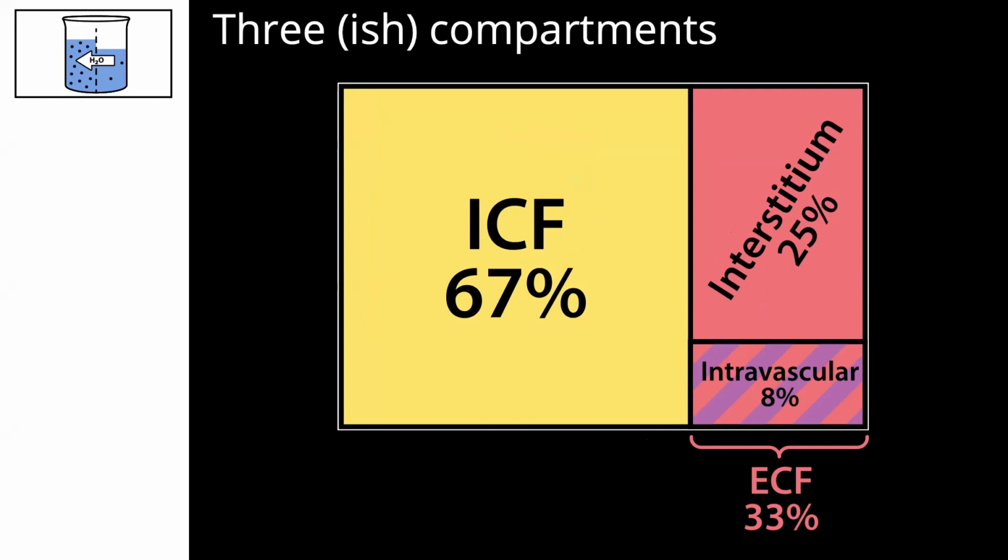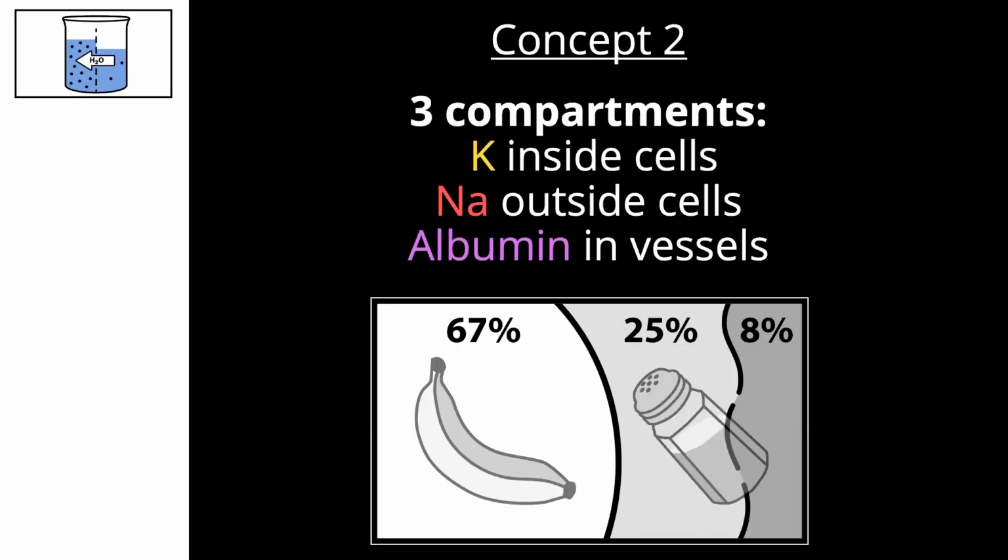And by fiddling with the concentrations of solutes and water, the kidney's job is going to be to control the concentrations of all of these compartments and their size. So pretty tall order. But the fact that there are 3 different solutes makes that a lot easier. Okay, so there's our second concept, that there are 3 compartments with potassium inside the cells, sodium outside the cells, and albumin within the vessels.